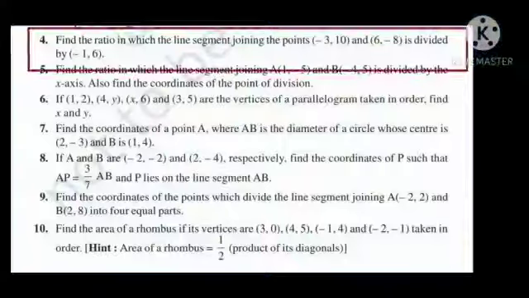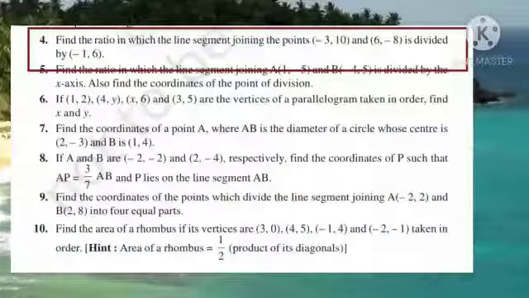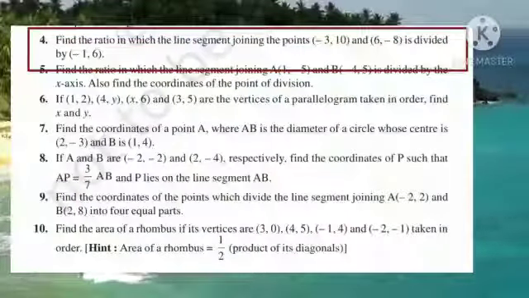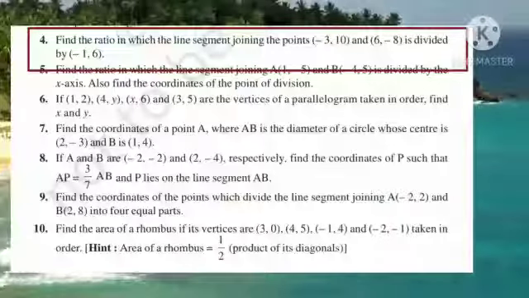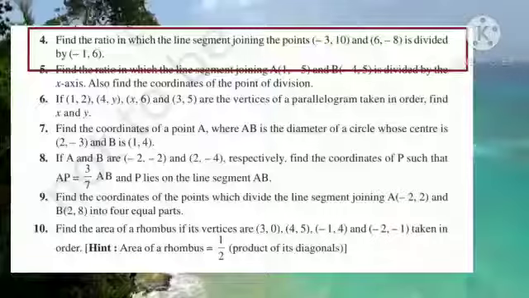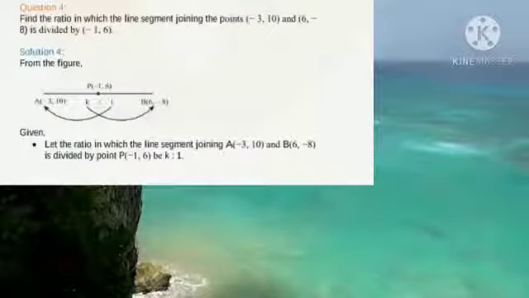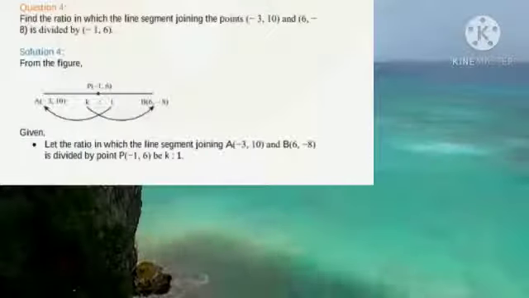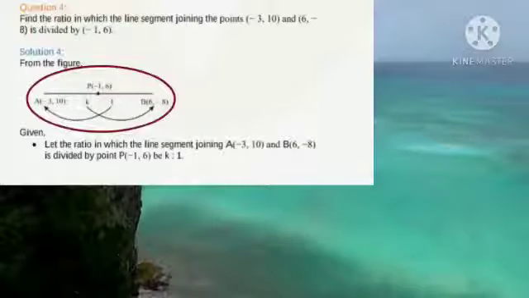Find the ratio in which the line segment joining the points -3, 10 and 6, -8 is divided by the point that is -1 and 6. Let us understand the question by a simple figure, as you can see on the screen.